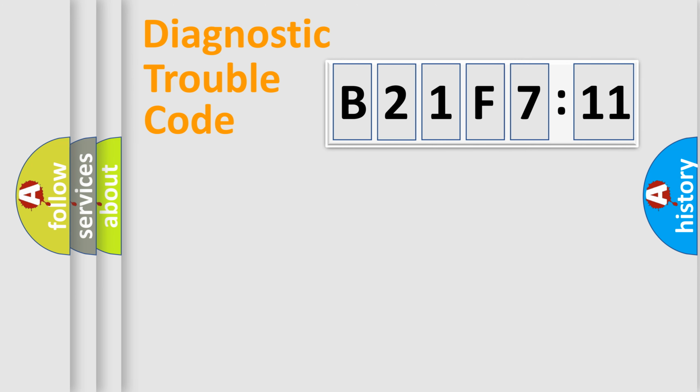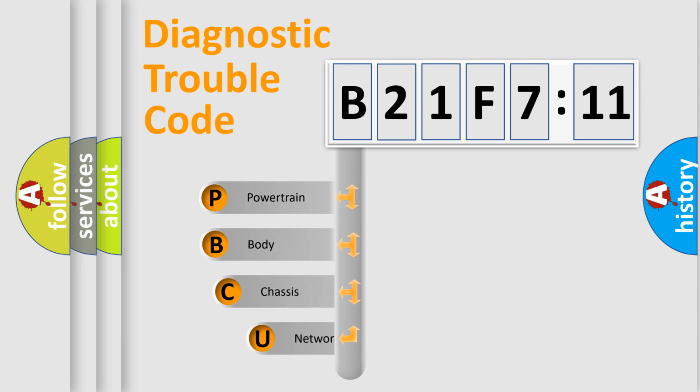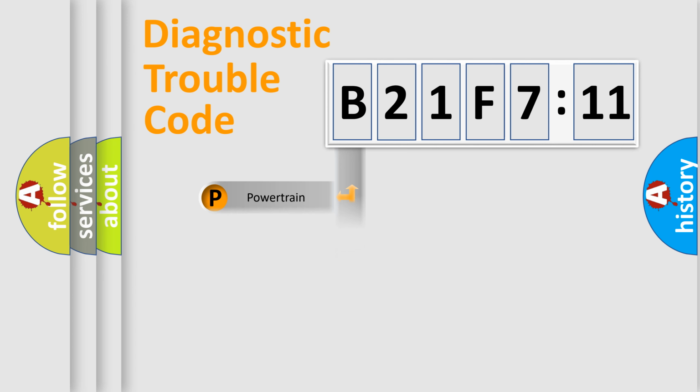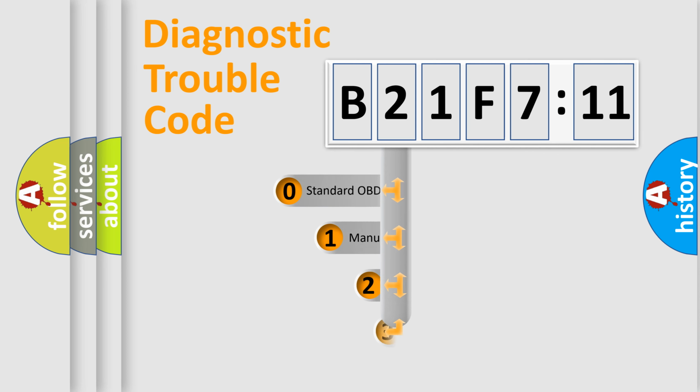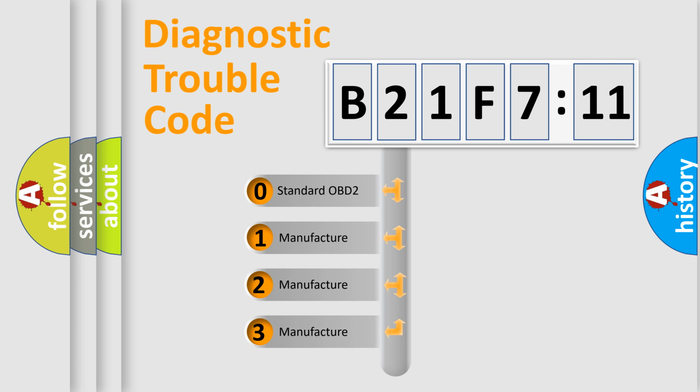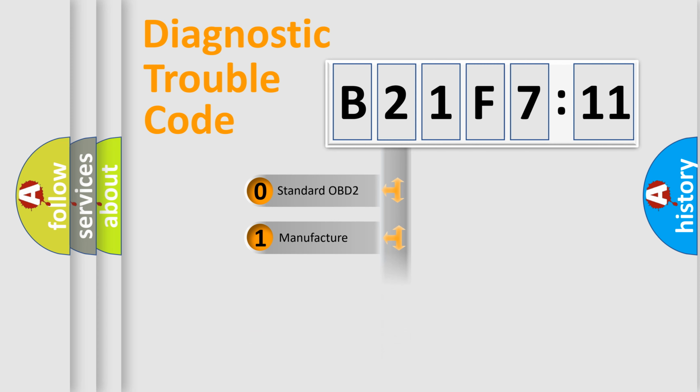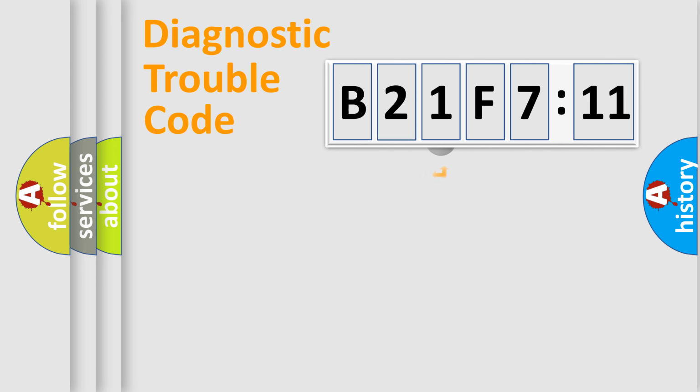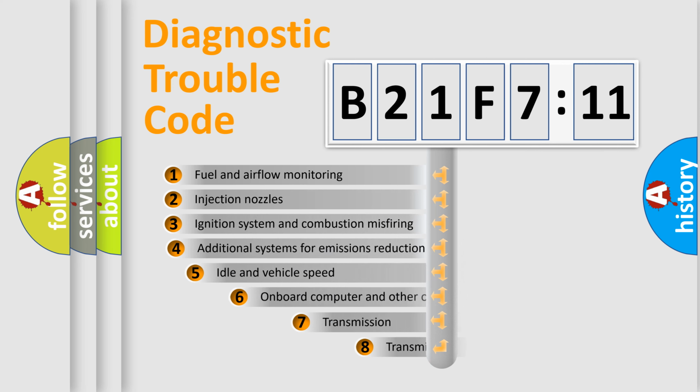Let's do this. First, let's look at the history of diagnostic fault code composition according to the OBD2 protocol, which is unified for all automakers since 2000. We divide the electric system of the automobile into four basic units: powertrain, body, chassis, network. This distribution is defined in the first character of the code. If the second character is expressed as 0, it is a standardized error. In the case of numbers 1, 2, 3, it is a more specific expression of a car-specific error.